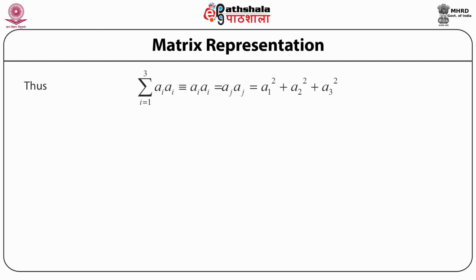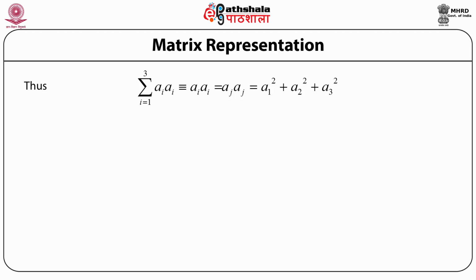Finally, one dummy index can be freely replaced by another. Matrix representation. Thus, if we now take the product of the quantity a subscript i with itself and do the summation for i going from 1 to 3, that is the summation over i going from 1 to 3 of a subscript i times a subscript i, then this is equivalent to a subscript i times a subscript i, and this can again be written as a subscript j times a subscript j, and this turns out to be equal to a1 square plus a2 square plus a3 square.